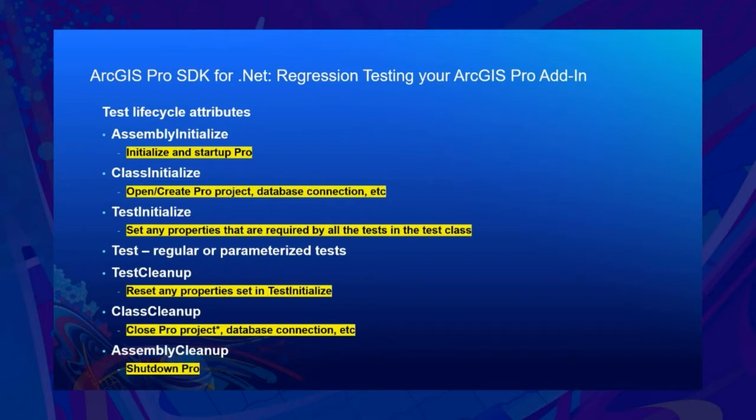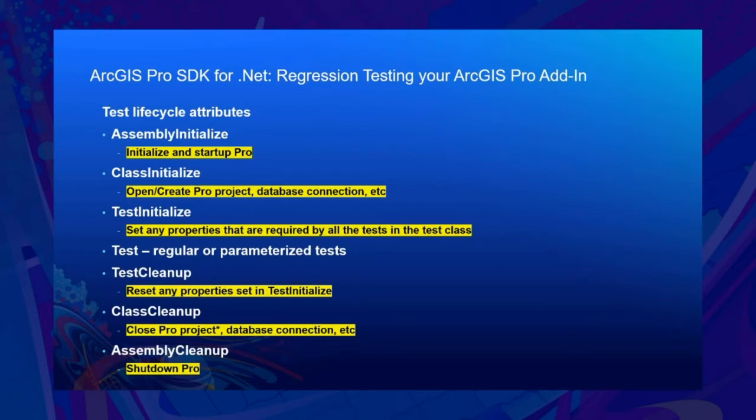Now that we know about the test lifecycle attributes, how does testing ArcGIS Pro add-in fit in here? Since we only need one instance of ArcGIS Pro application per test, we initialize and start up Pro in assembly initialize and shut it down in assembly cleanup.